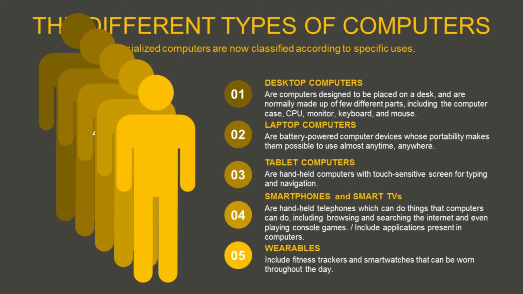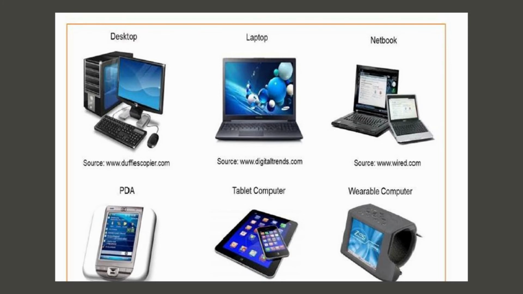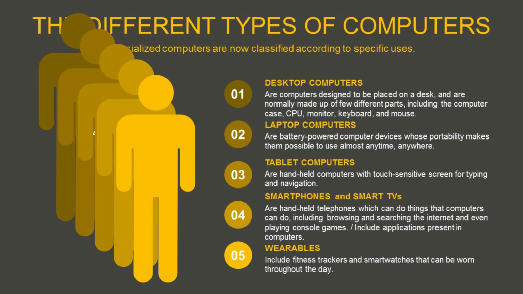wearable. So wearables. So this includes fitness trackers and smartwatches that can be worn throughout the day. Okay? So wearable computers. A record-setting step in the evolution of computers was the creation of the wearable computer. So these computers can be worn on the body and are often used in the study of behavior modeling and human health.